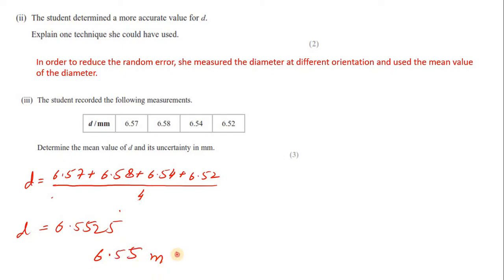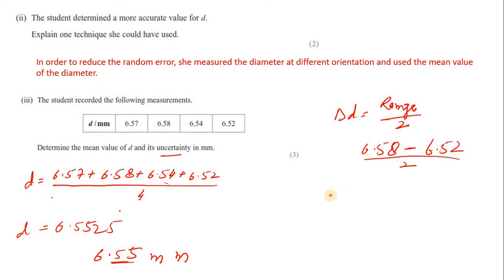millimeter. This is the reading. Now let's talk about the uncertainty. So uncertainty delta D is range divided by 2. So the range is 6.58, the largest, minus the smallest, 6.52, divided by 2. So delta D would be equal to 0.03. This is the uncertainty. So you can say 6.55 plus minus 0.03.